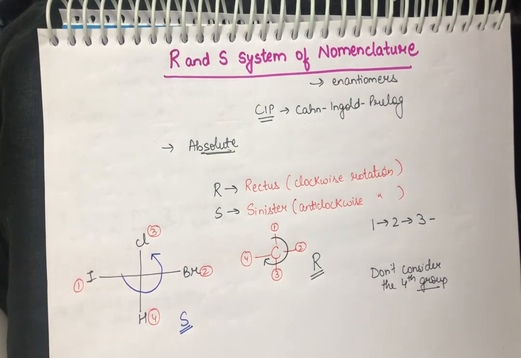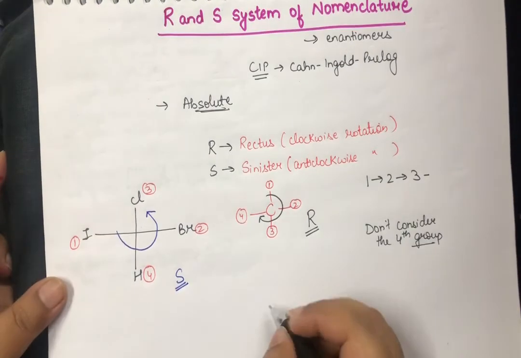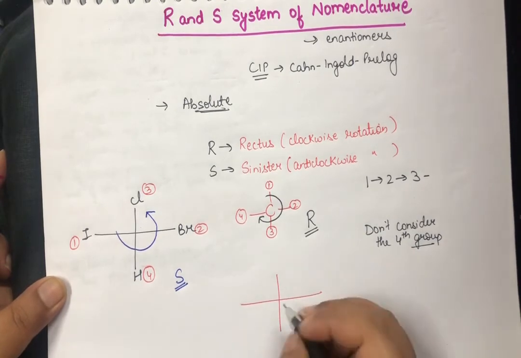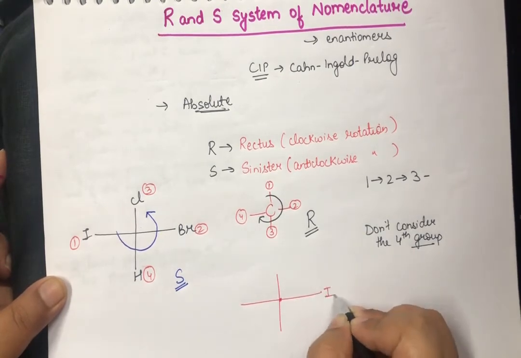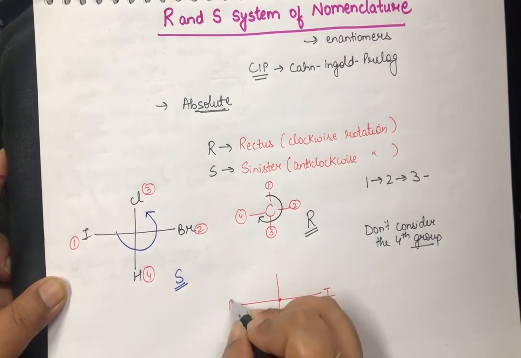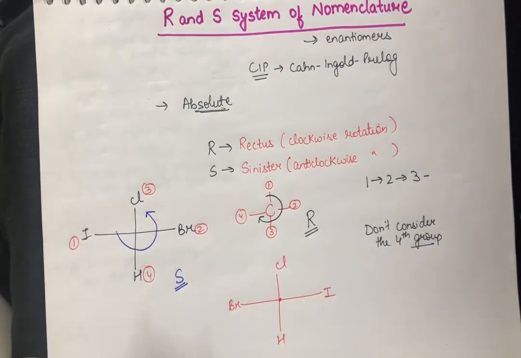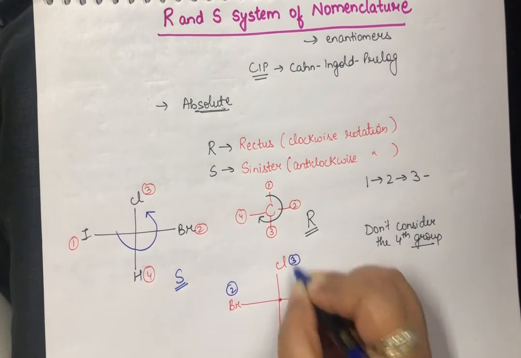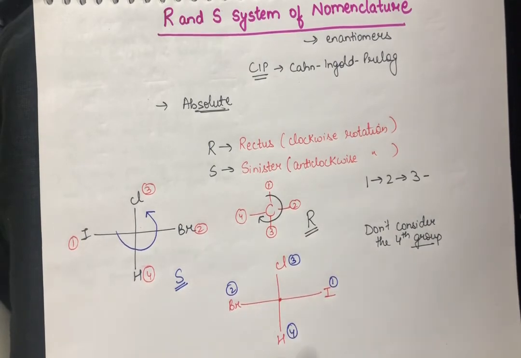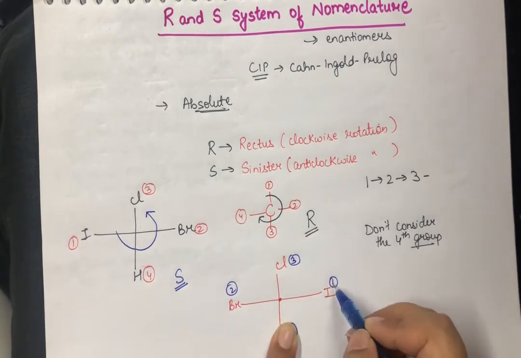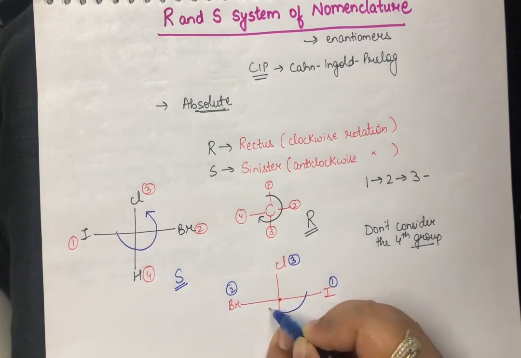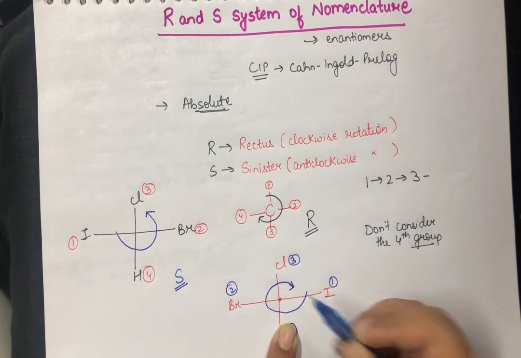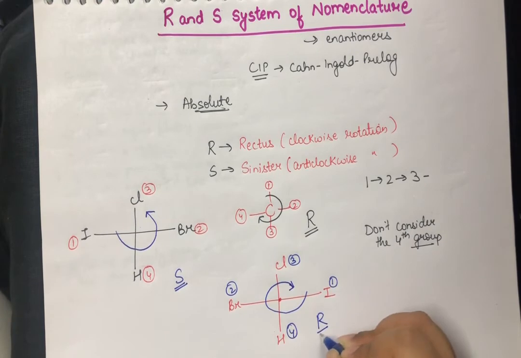Similarly, if I just flip it around, let's say I have a compound like this. This is my chiral carbon. Here I have iodine, here it is hydrogen, here it is bromine and here it is chlorine. And I am numbering them as 1, 2, 3 and 4. Again, you will not consider the 4th group. So after 1, your compound is moving like this and then it is third. So it is clockwise direction. So this is going to be the R convention.